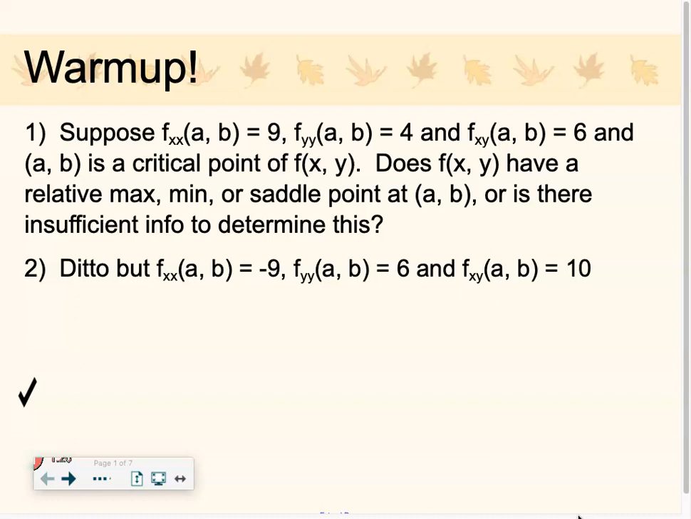So the second one, ditto, except now our second partial with respect to x is negative 9, and then we have times 6. You get negative 54 minus 100, which is very much negative, and when your D is negative, you have a saddle point, right? So D is positive, you have a max or a min. D is negative, you have a saddle point. When your D is positive, where you have a max or a min, then if your double x is positive, you have a min, and if your double x is negative, you have a max. Okay. All right, good.